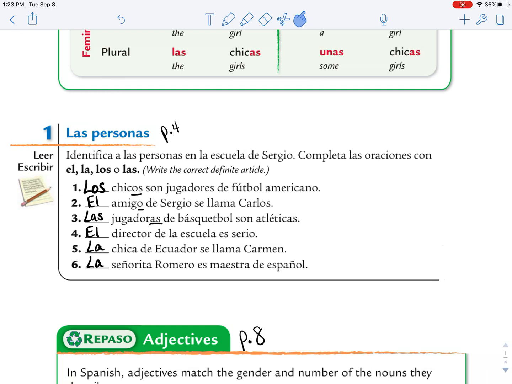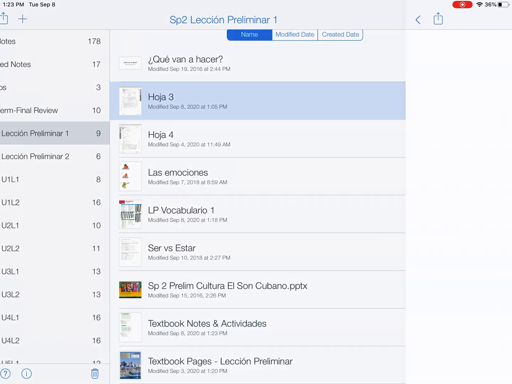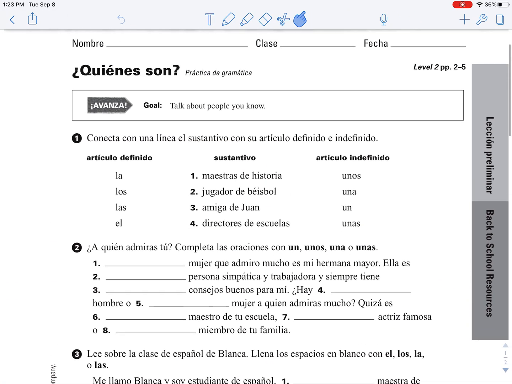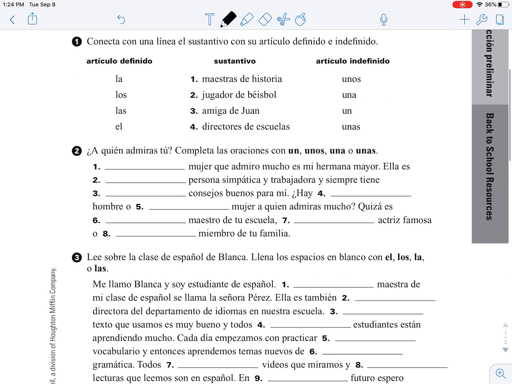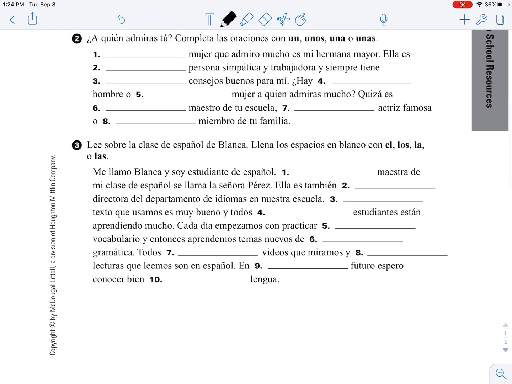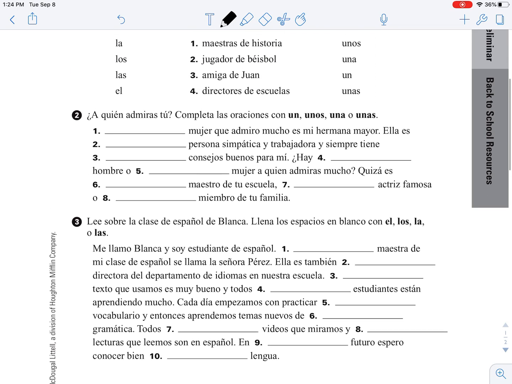All right, so now that we've reviewed that and practiced a little bit, you can go on to your tarea, which you can find on Canvas in either the files or the assignments or modules. You're looking for hoja 3. Hoja means worksheet, so you're looking for worksheet 3. And that's going to be a little bit of matching here, some fill in the blanks, completing the sentences with either your indefinite or your definite articles.